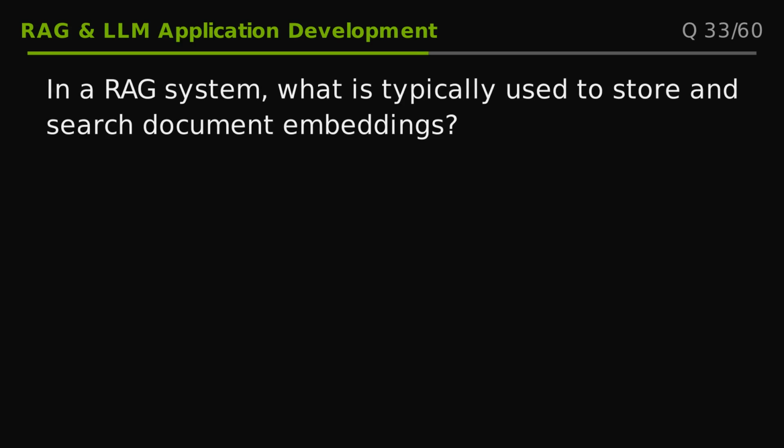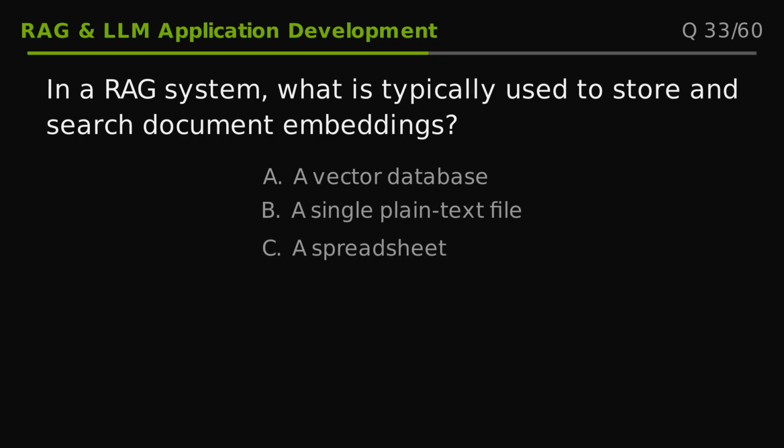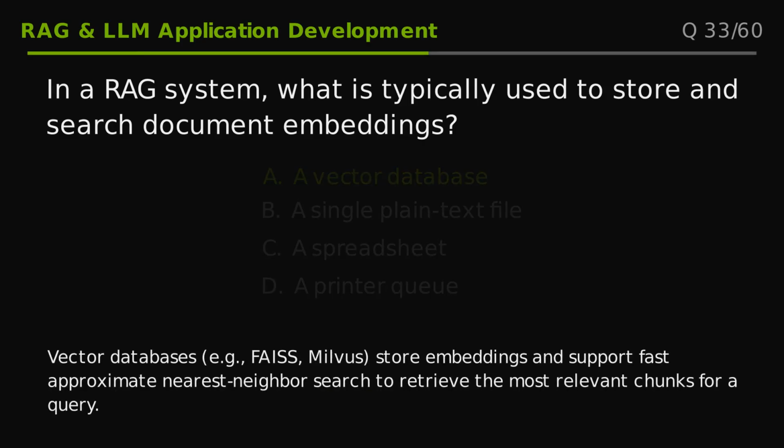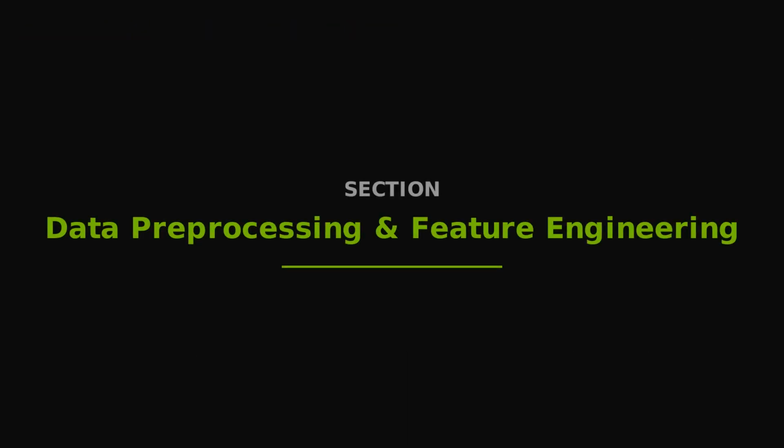Question 33. In a RAG system, what is typically used to store and search document embeddings? Option A. A vector database. Option B. A single plain text file. Option C. A spreadsheet. Option D. A printer queue. The correct answer is A. Vector databases, for example, Pinecone, Milvus, store embeddings and support fast approximate nearest neighbor search to retrieve the most relevant chunks for a query.